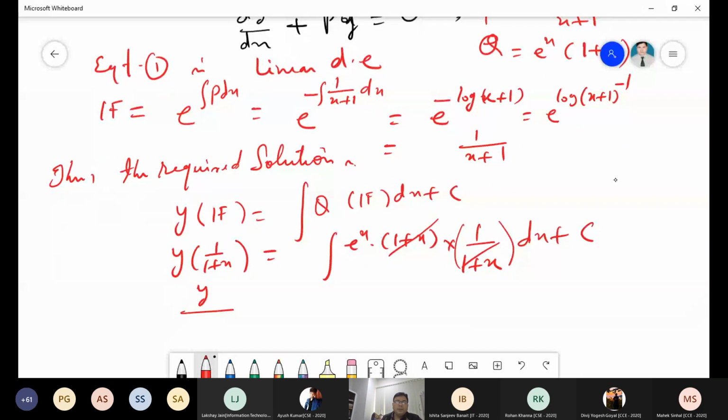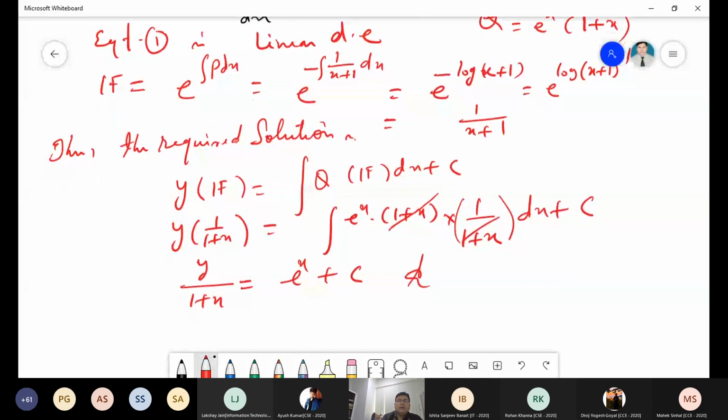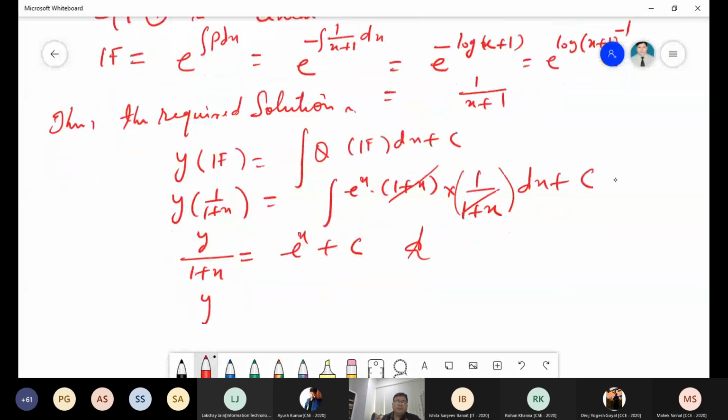So the value is y upon (1+x) equals the integration of e^x, which is e^x, plus c. Either you write this answer, or you can write y equals (1+x) into e^x plus c. This is again another answer. So this is also, let's check it. Does it make sense? Yes, sir.